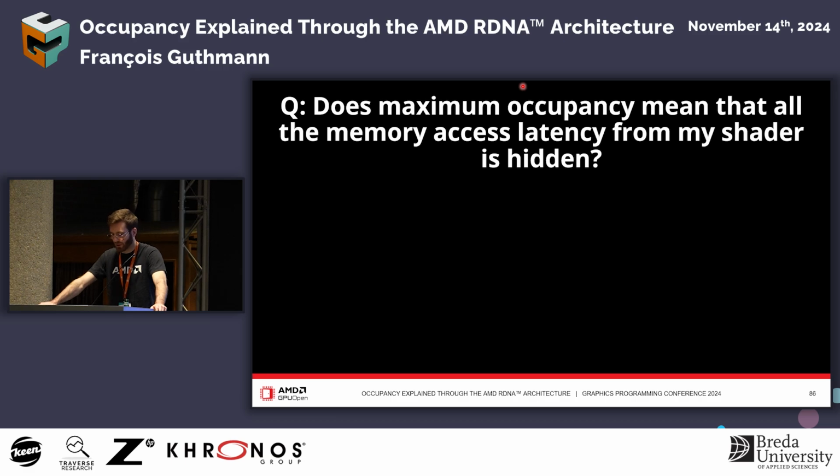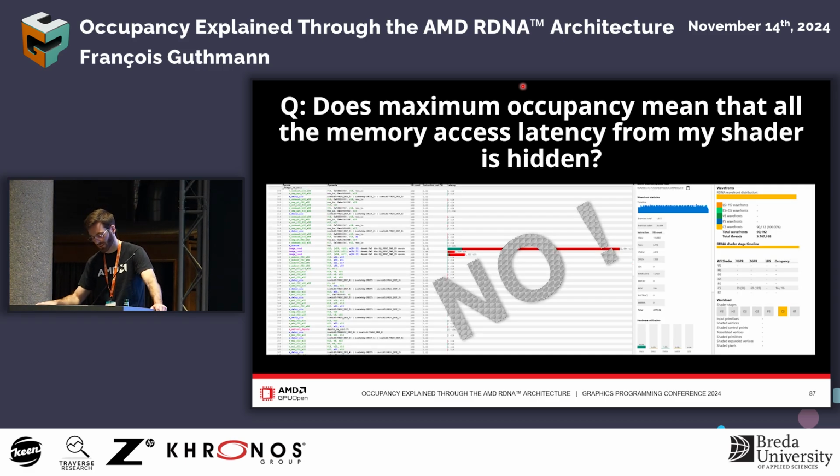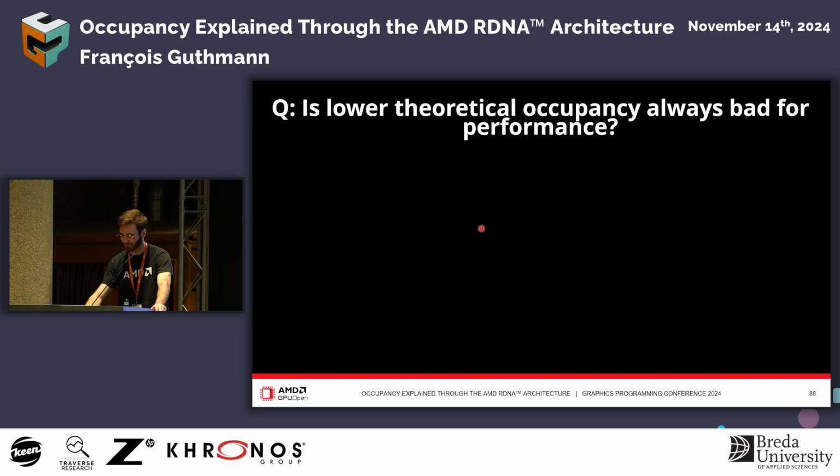Does maximum occupancy mean that all the memory access latency from my shader is hidden? Actually, we haven't mentioned that before. And the answer is obviously no. If you, like me, write terrible code like this, even though occupancy here is 16 out of 16, and it's not shown here, but the measured occupancy was also 16 out of 16, here we have a huge red bar with, I don't know, 12,000 clocks, I think, of latency, and yet I'm hiding maybe 10% of it and not even 5%. I don't know what it is. So no, the GPU is in the right place to hide the latency, but it doesn't mean that it's going to hide all of it at all.